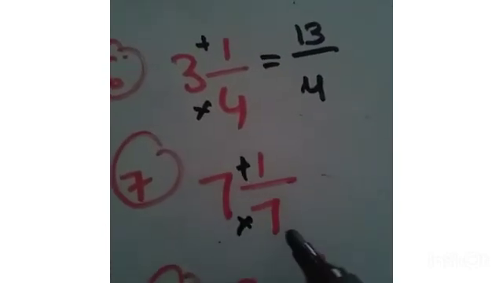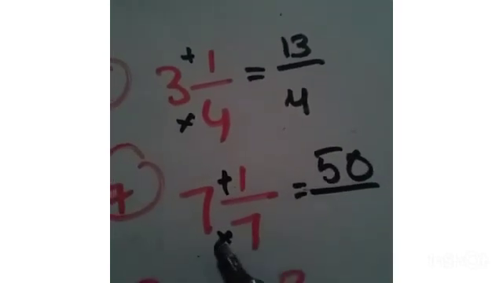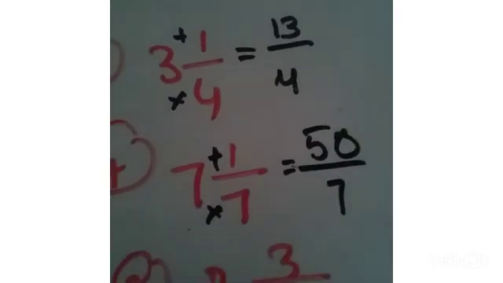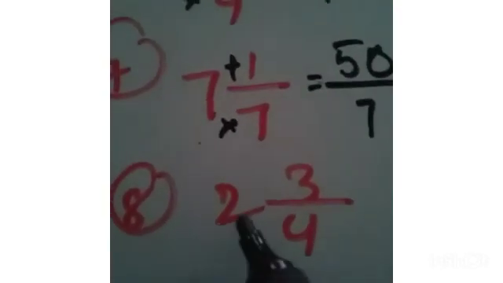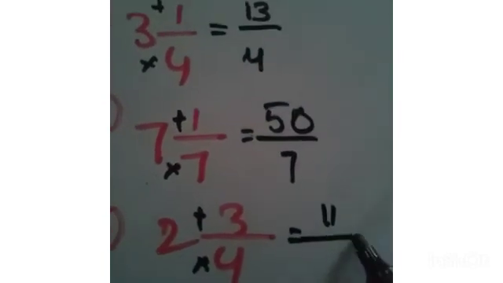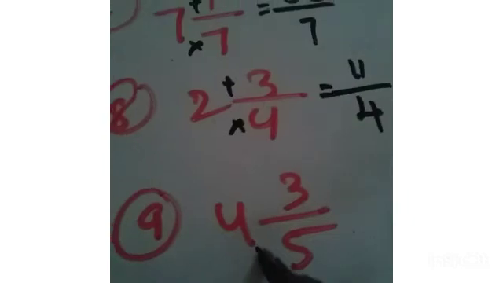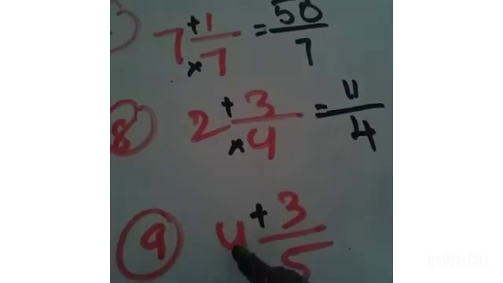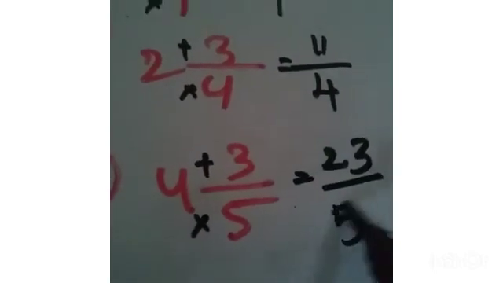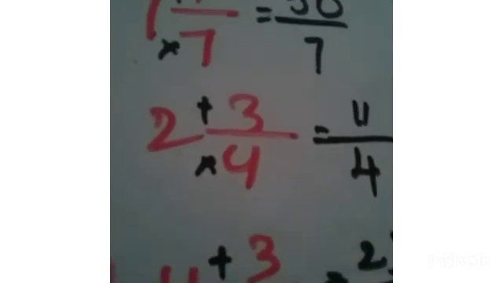Then, seventh one, 7 7s are 49, 49 plus 1, 50. Again, the denominator directly here we write in the place of denominator. Next, eighth one, multiply, plus. 4 2s are 8, 8 plus 3, 11. 11 by 4. Again you have to write here. Next, ninth one, 4 5s are 20, 20 plus 3, 23 by 5. Remaining 3 problems, write in your homework book. At the same time, you have to write in your textbook and classwork notebook also.